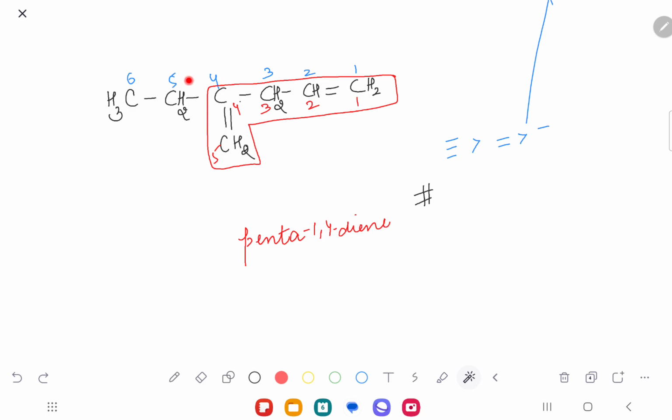And one group is left outside now. So why am I not numbering? I can try numbering it from the other way around also. 1, 2, 3, 4, 5. If I look from the other side also, it would still be 1, comma 4. You understand? So which numbering is still better? The blue numbering is better.